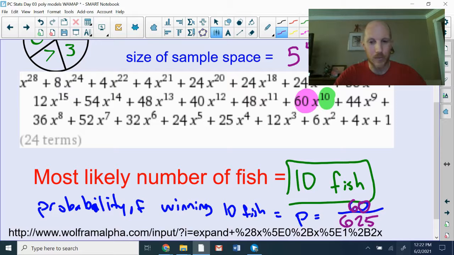I mean, that is good mathematical practice, and so this should be reduced. You can divide, let's see, both of those divide by 5. So we could simplify this to 12 over 125. Mental math. That does not reduce anymore.